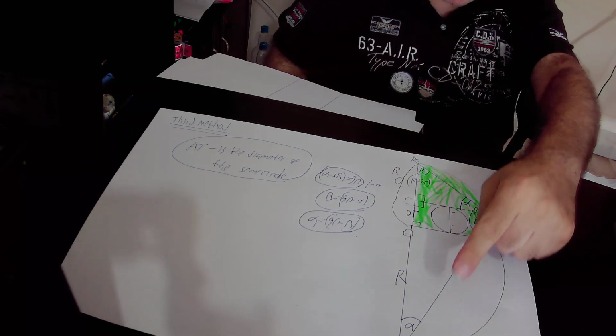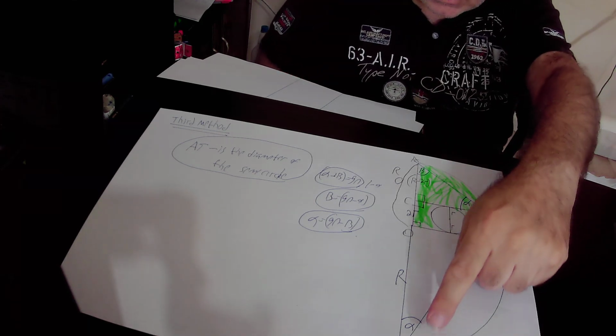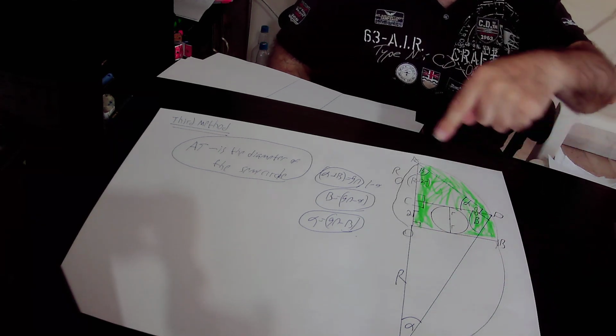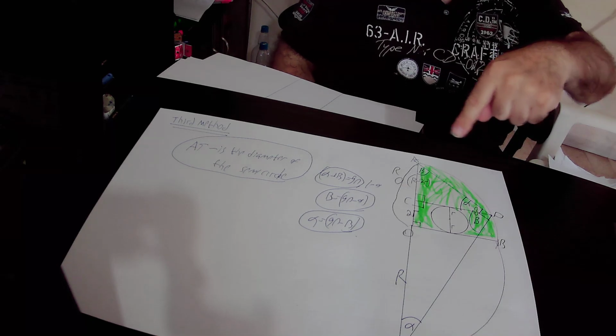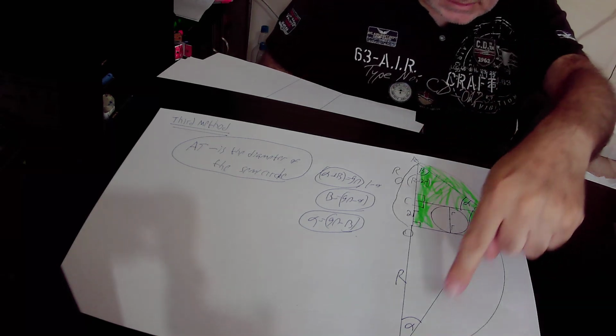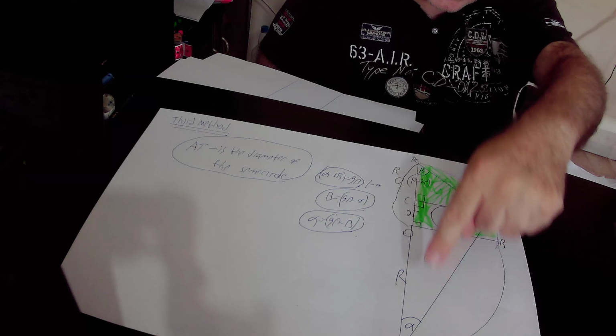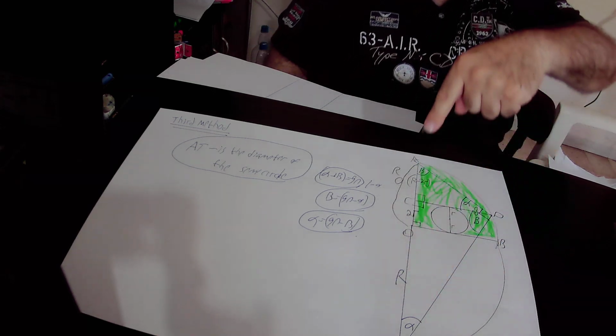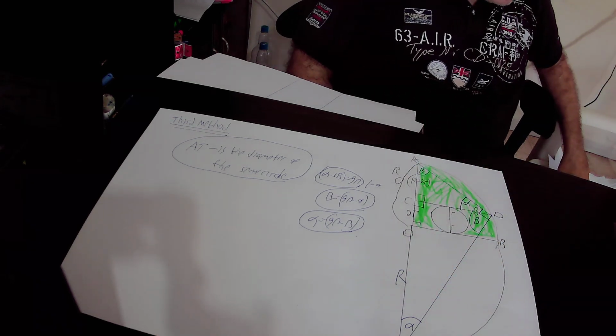Then we join points D and T together by a straight line. We join points D and A together by a straight line. In this way we created peripheral angle ADT. Peripheral angle ADT rests on AT, that is the diameter of the semicircle. And we have rule number 5.